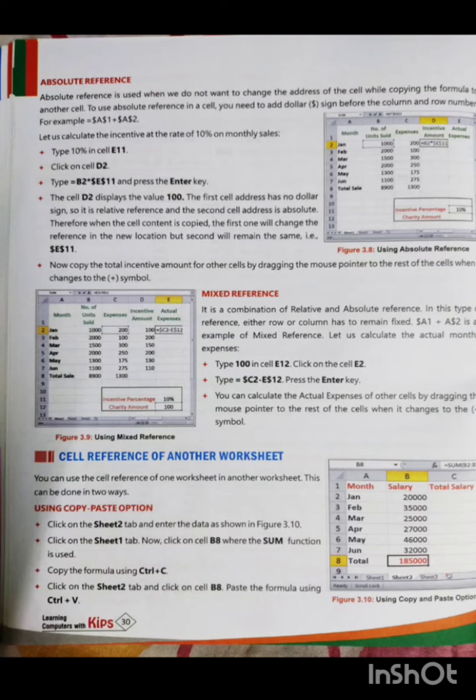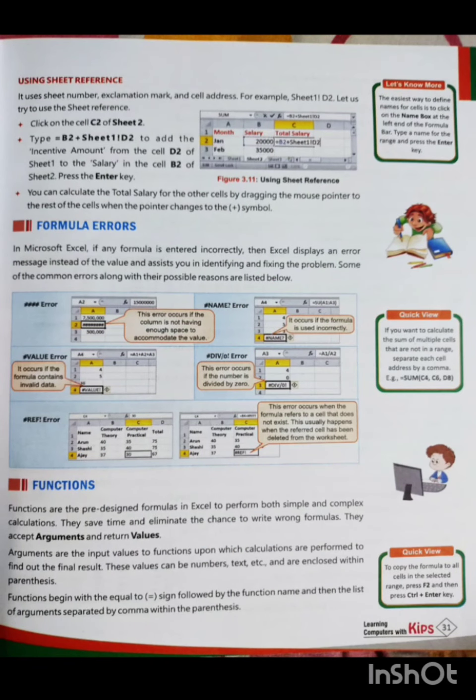Now we can use another option, that is using the sheet references. How can we use the sheet references? The sheet reference uses the sheet name, exclamation mark and cell address. For example, Sheet1!D2. Let us understand this with an example. First we have to click on the cell C2 of Sheet 2. Next we have to type =B2+Sheet1!D2. Sheet1!D2 means the D2 cell of Sheet 1 or worksheet 1.